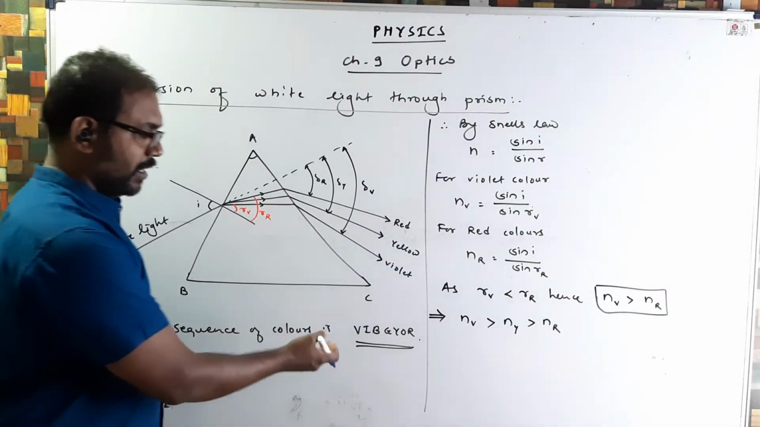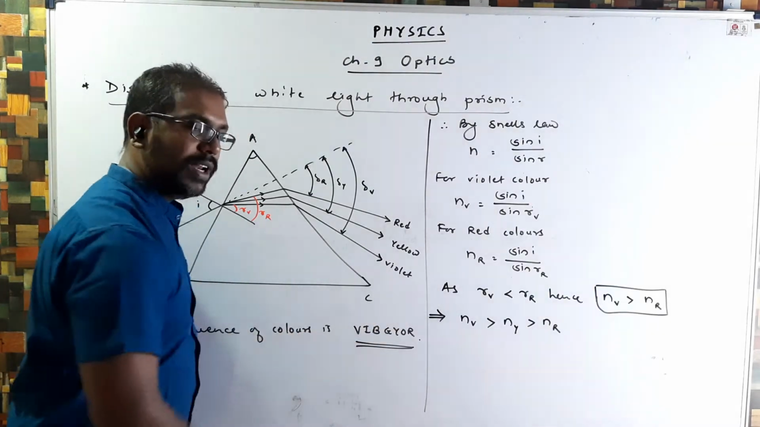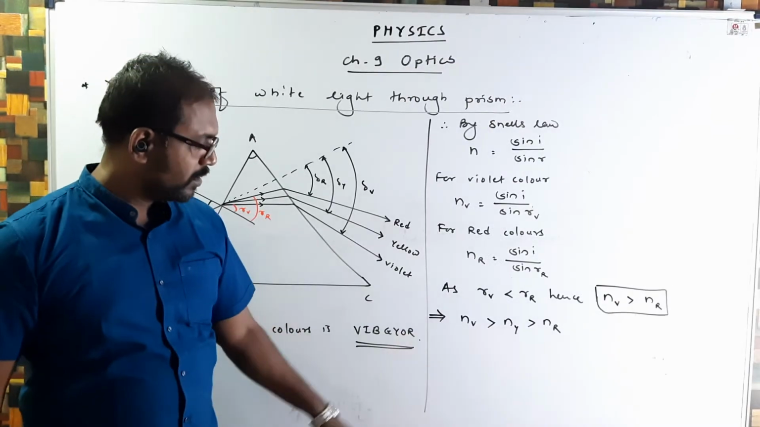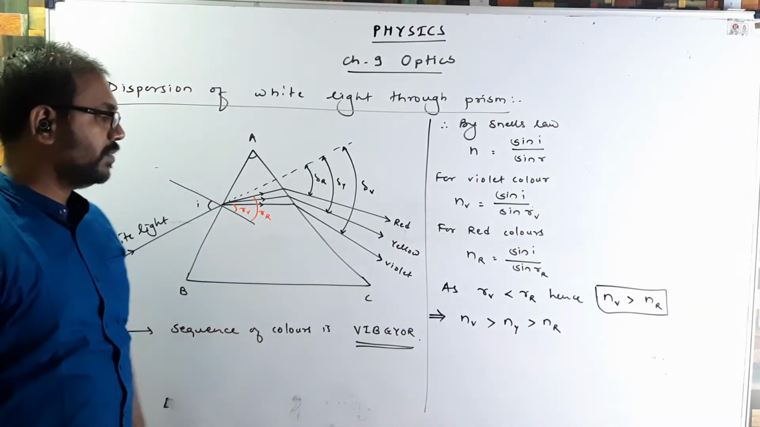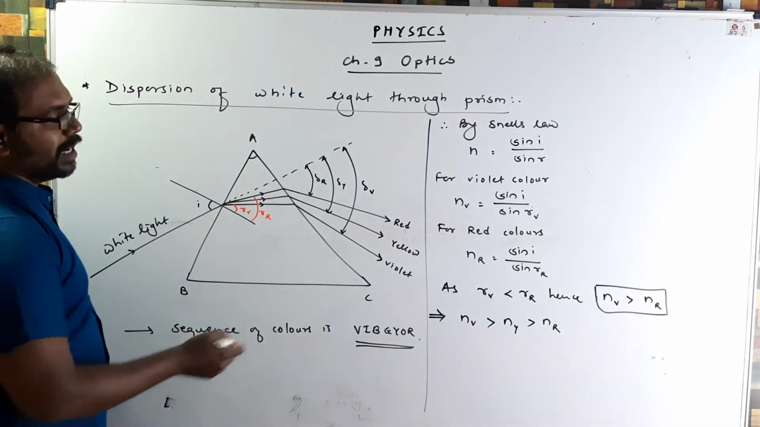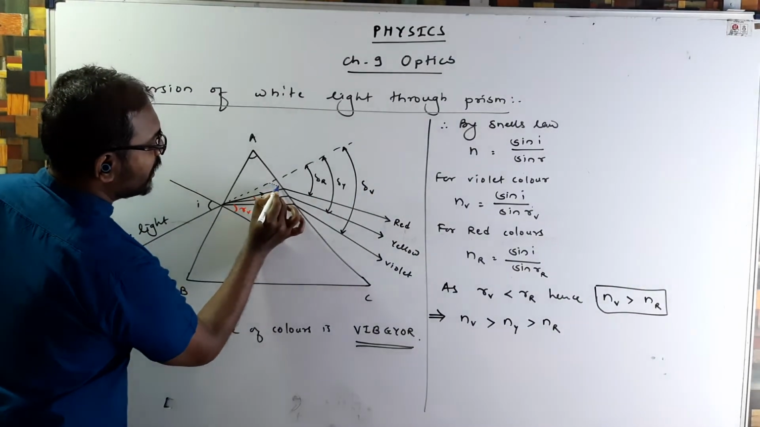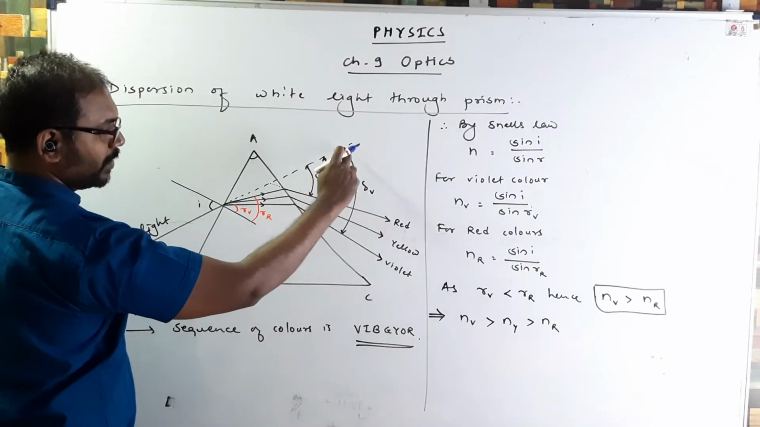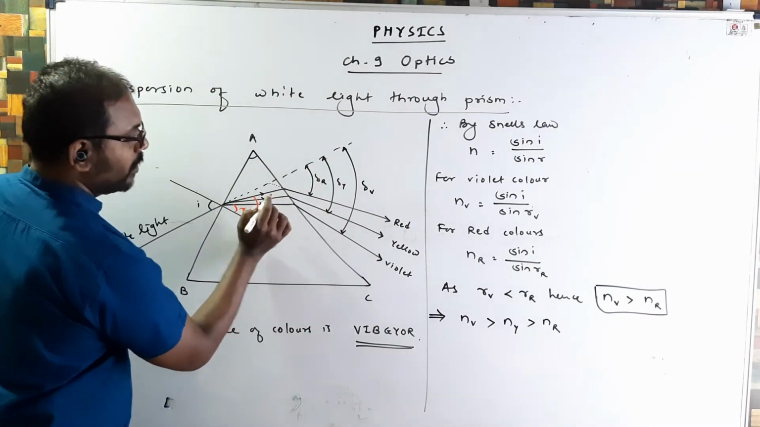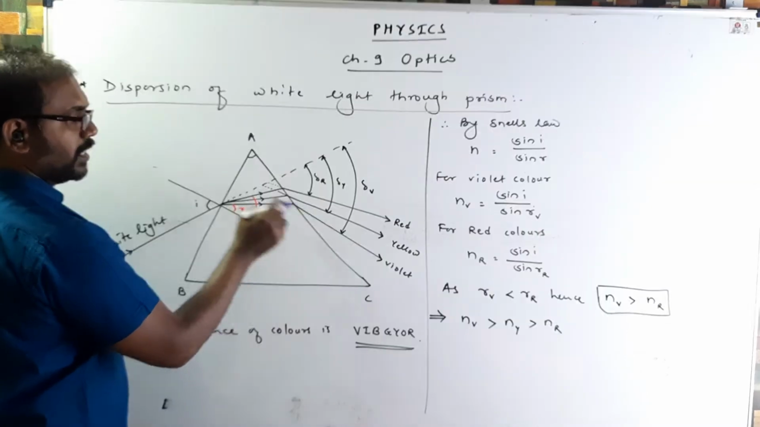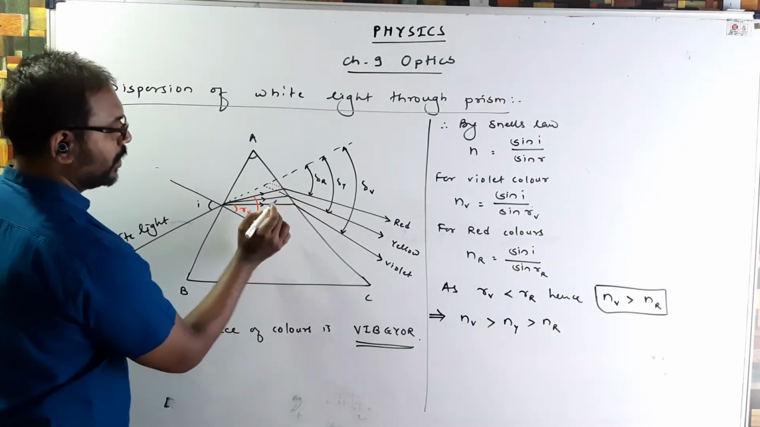The sequence is as per the name only: violet, indigo, blue, green, yellow, orange, red. So this is the sequence. Now here, if we are talking about this angle of deviation, pay attention here. If I extend this, then this is the angle of deviation for red. Now if I extend the yellow color line like this, then this is the angle of deviation for yellow.